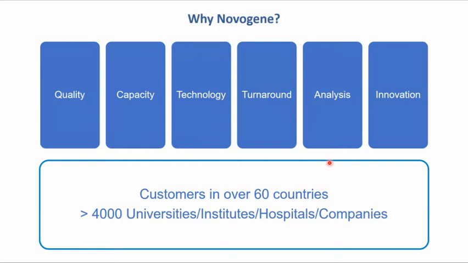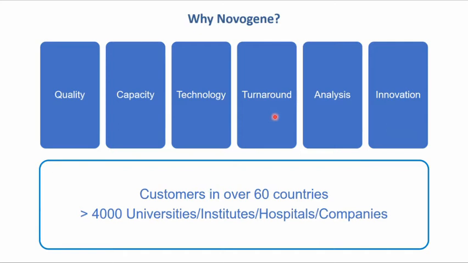So, why should you choose Novogene as your service provider for your genomic needs? We have 6 core key elements of our service that stand apart. First among these is our quality, in terms of the quality of our data, which surpasses Illumina's Q30 guarantees, as well as our customer service. Our capacity, our range of sequencing platforms, allows us to take projects of any size, whether large or small. Our technology, the range of platforms that we have, allows flexibility for customers to refine the project needs that they require. Our turnaround time is very fast.